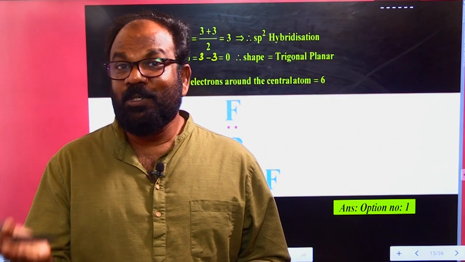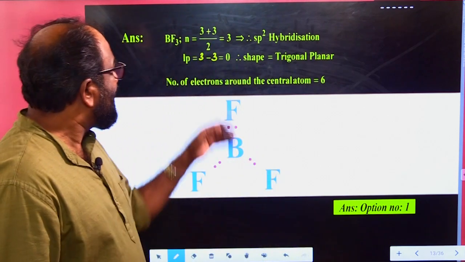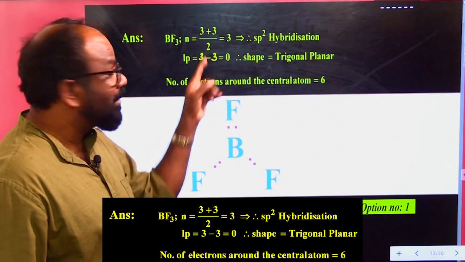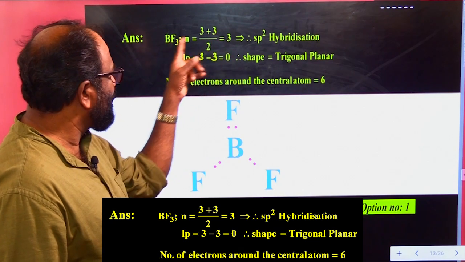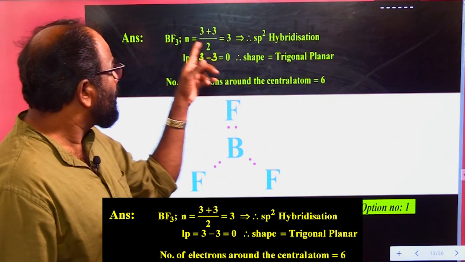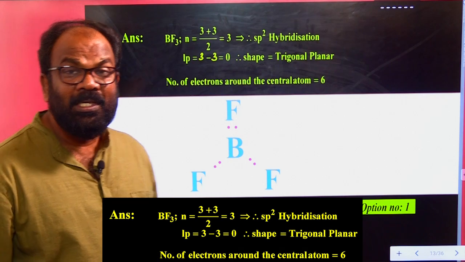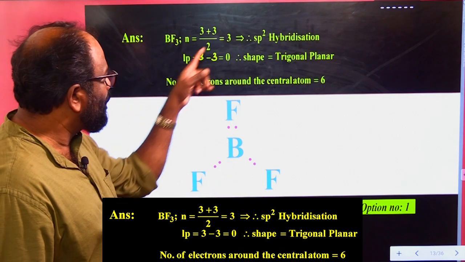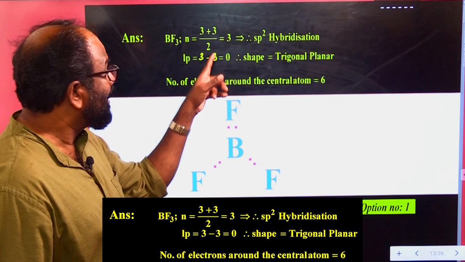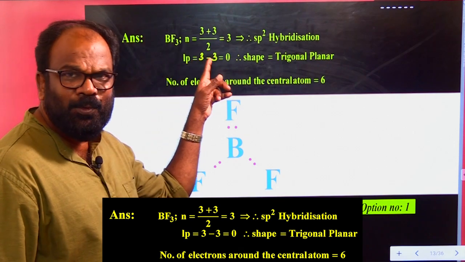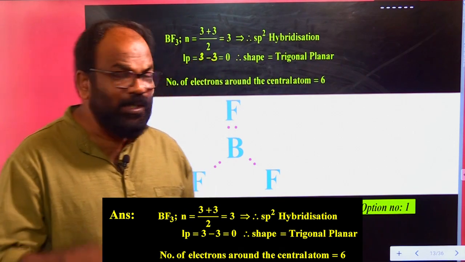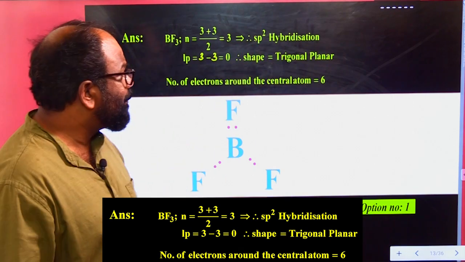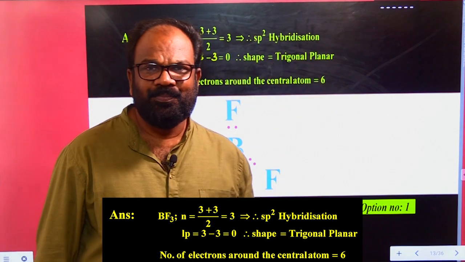In BF3 molecule, the central atom is boron. Its number of hybrid orbitals n is equal to number of valence electrons 3 plus number of monovalent atoms attached to boron, that is also 3, divided by 2. So number of hybrid orbitals is equal to 3. So hybridization is sp2. Number of lone pairs is equal to number of hybrid orbitals minus number of groups attached to central atom, that is also 3. So lone pairs is equal to 0. That is sp2 hybridization with no lone pair. Therefore shape of the molecule is trigonal planar.